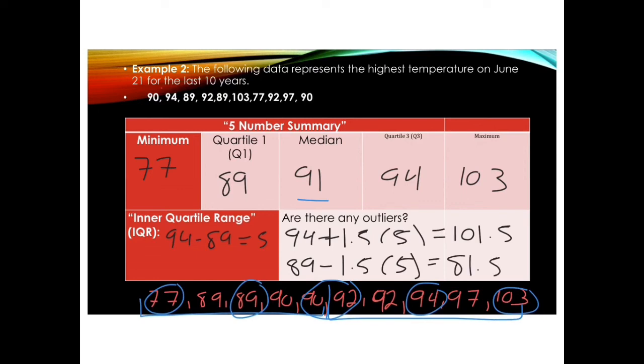Looking at those numbers now, we want to see, do we have something that's too big or too small? So since our upper limit is 101.5, but we can see that we have a number that's bigger than that, then we have to say that 103 is actually going to be an outlier. And our lower limit is 81.5, and again we can see that we have a number that is smaller than that, so once again we have an outlier, 77. Let's go ahead and take a look at how this affects creating our box and whisker plot, knowing that we have in fact outliers.